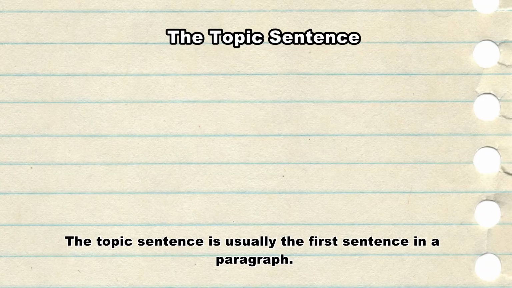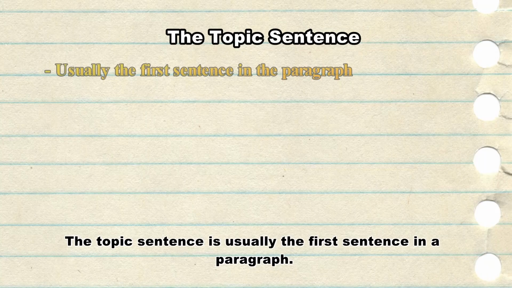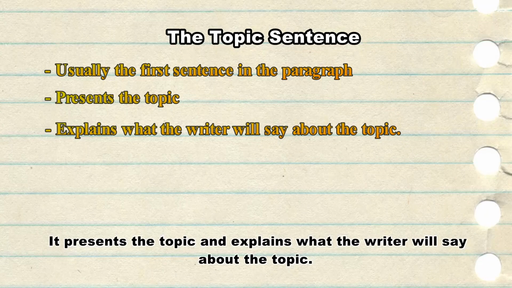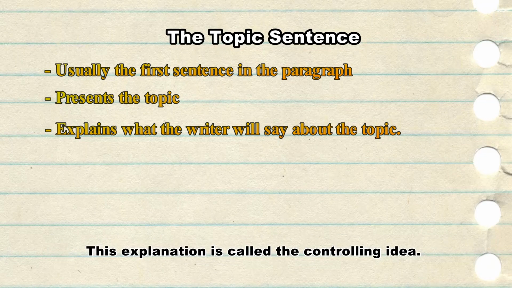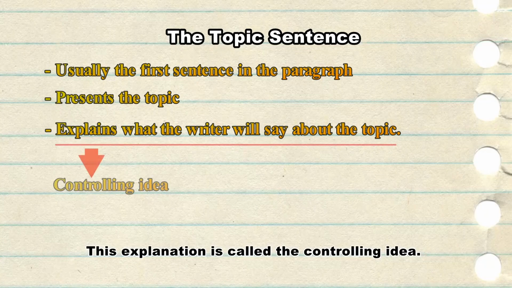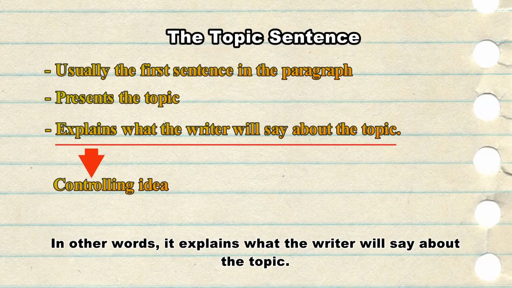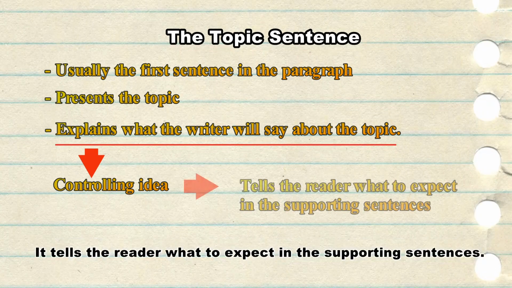The topic sentence is usually the first sentence in a paragraph. It presents the topic and explains what the writer will say about the topic. This explanation is called the controlling idea. The controlling idea tells us what aspect of the topic the writer will talk about. In other words, it explains what the writer will say about the topic. It tells the reader what to expect in the supporting sentences.